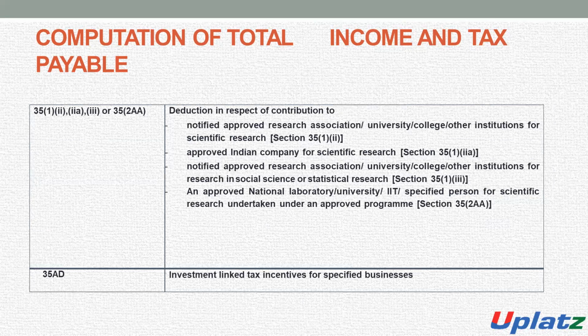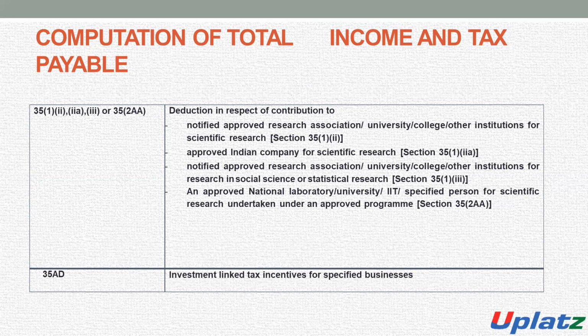Section 35 subsection 1 clause 2nd A, 3rd, or section 35 subsection 2AA. The following deductions are not available to the assessee if the assessee follows or adopts or wants to make the payment of tax at the concessional rate of tax. Number one, notified approved research association, university, college, other institution for scientific research.